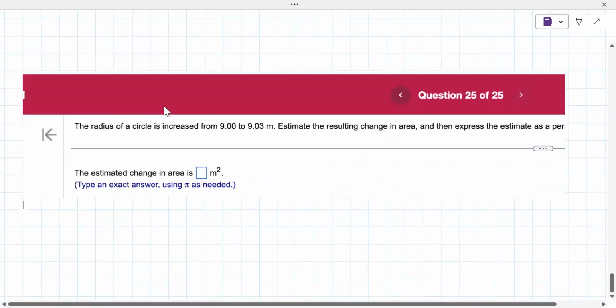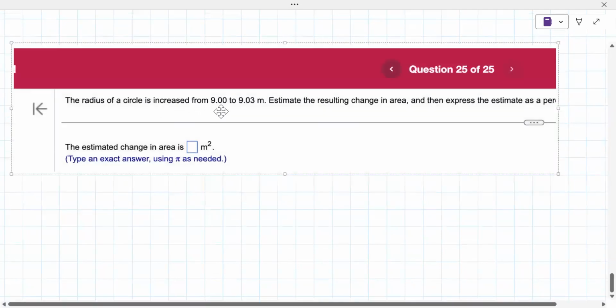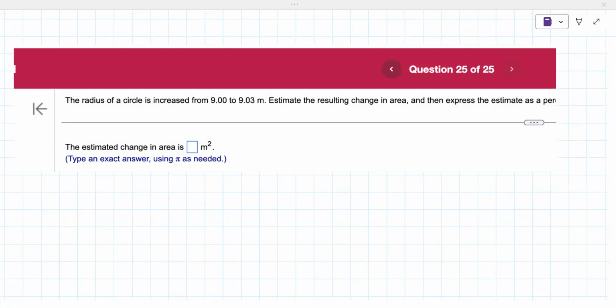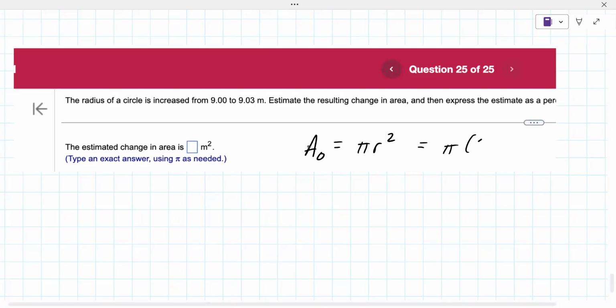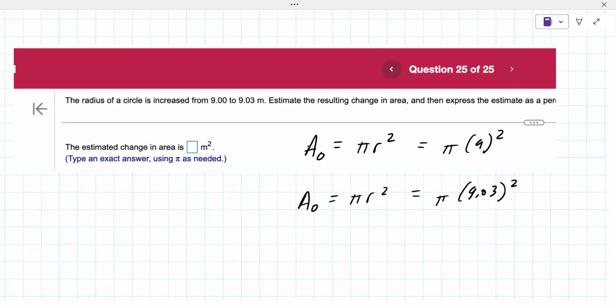All right, the radius of a circle is increased from 9 to 9.03 meters. Estimate the resulting change in area, then express the estimate as a percentage of the circle's original area. Okay, this isn't even a calculus question. The area of a circle is pi r squared. So it's pi 9 squared. And then the area of the next circle is pi r squared, pi 9.03 squared.